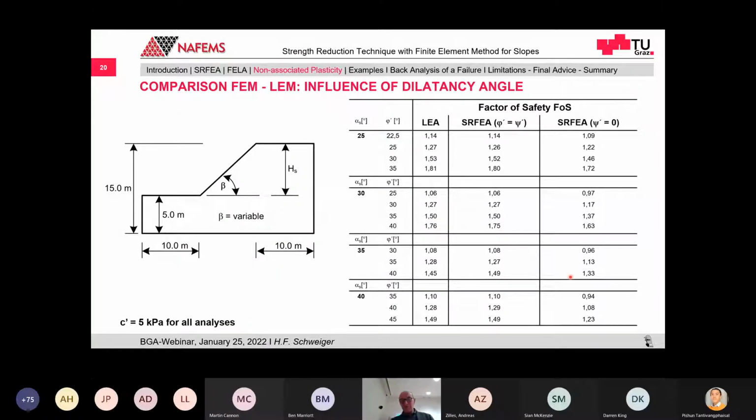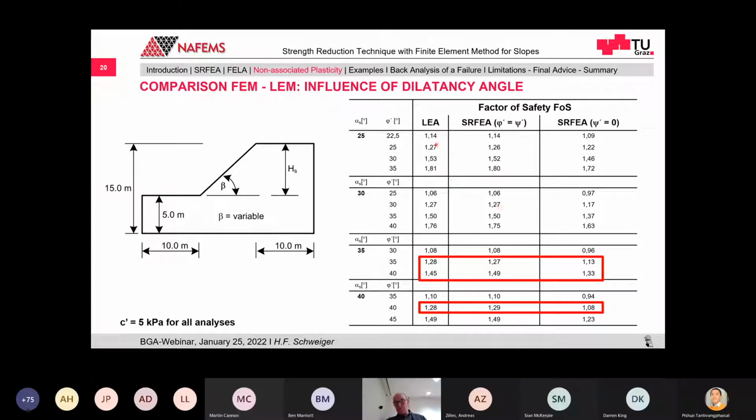Here, just to emphasize the advantage, that's again a study we did with a student. So we have a slope, again the beta is variable here, with different effective friction angle, different alpha, so different slopes. Sorry, that's a mistake. So the alpha here is the beta here. And for all these analyses, we have 5 kilopascal of effective cohesion. Now, what you see is that for higher friction, you get a significant difference in the factor of safety, whether you take the dilatancy 0 or the dilatancy associated.